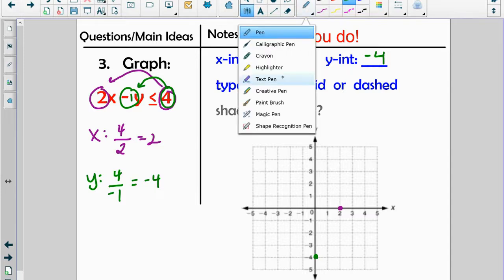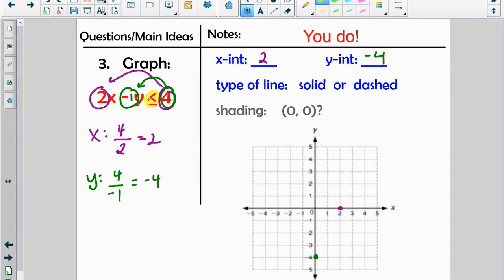Now, for the type of boundary line I need to draw, I look at my inequality symbol. My inequality symbol has the equal to bar underneath it. That tells me that everything on the line is a solution, so I have to draw a solid line, just a regular old line. So I'm going to draw a solid line that goes through those two ordered pairs. Make sure to extend your line all the way across the graph in both directions.